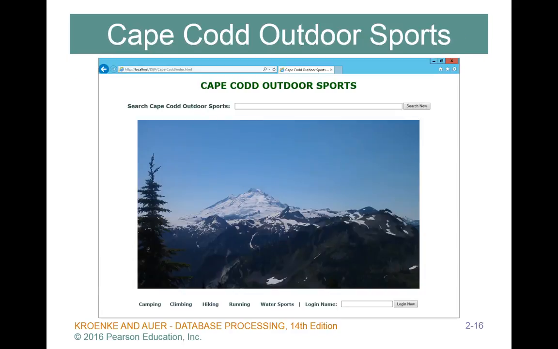Now let's change gears here for a second, and let's talk about the Cape Cod Outdoor Sports. Cape Cod Outdoor Sports is what Chapter 2 uses as a real-world example of how we would start taking existing data and then transforming or extracting that information into a new database for a business intelligence system. So in this particular case, we have this Cape Cod Outdoor Sports system, and this is just a screenshot of what their website would look like.